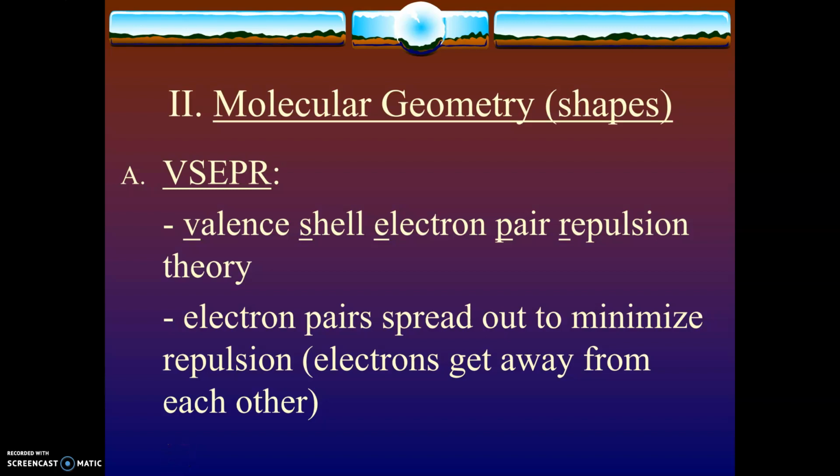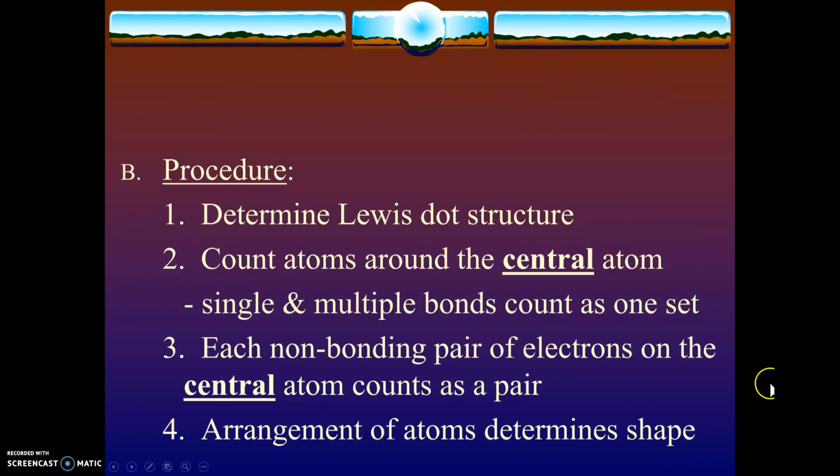Okay, let's talk about molecular geometry, which is known as VSEPR. Sometimes it'll say molecular geometry, or it'll say molecular shape, or just shape. So this is when we're looking at the valence shell electrons, and they're going to repel because electrons are negative. And so when they do this, they spread out to minimize the repulsion to get away from one another.